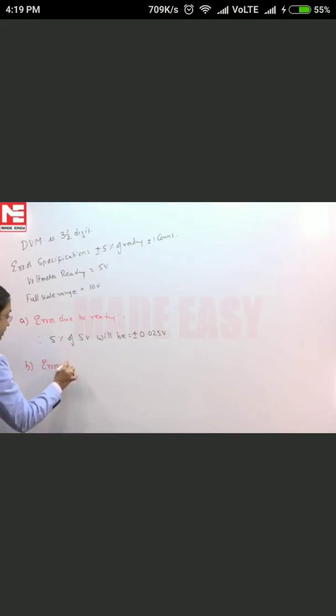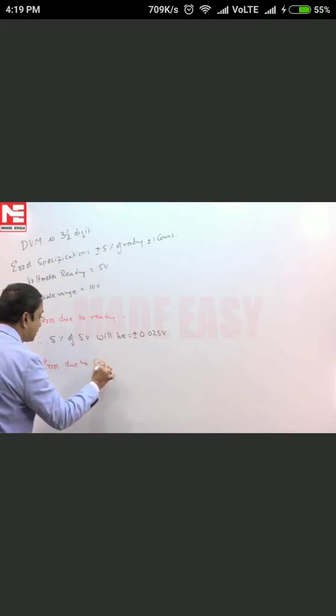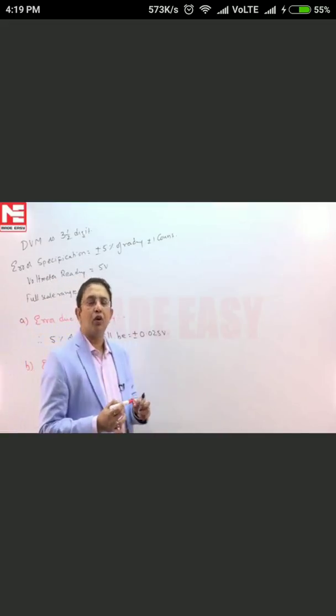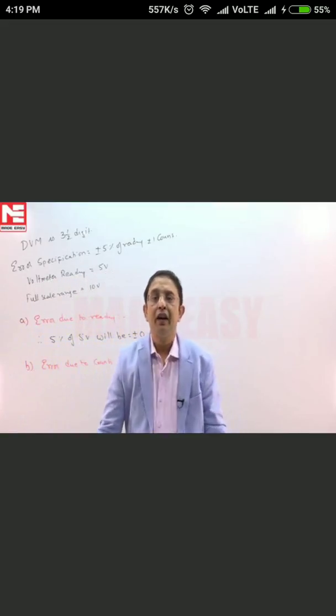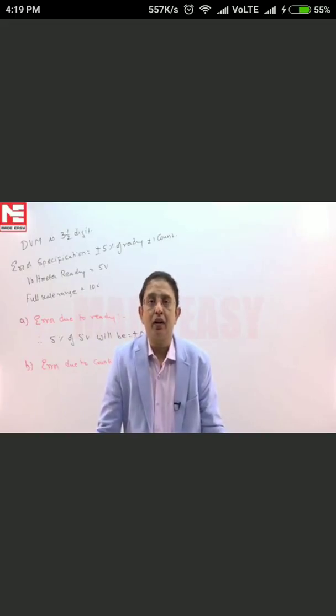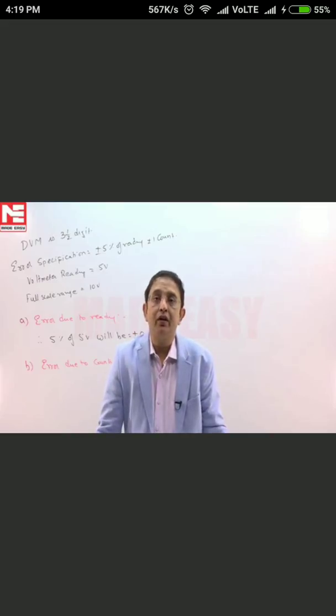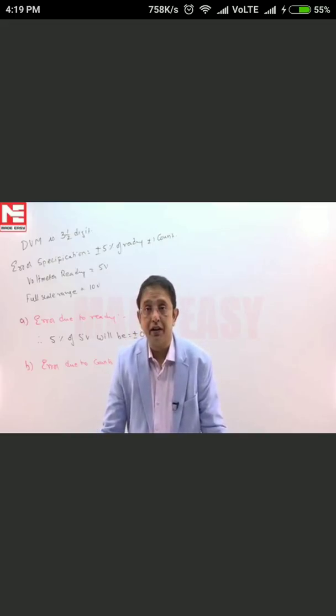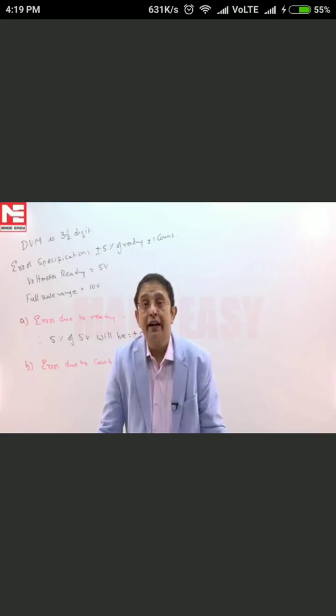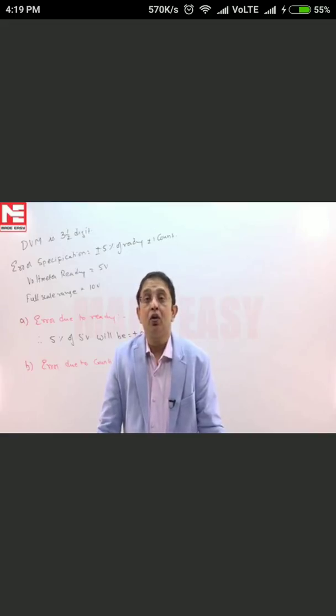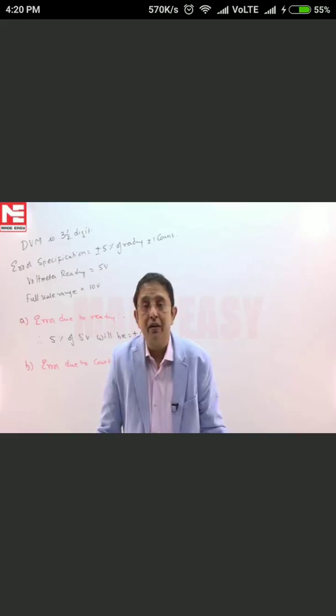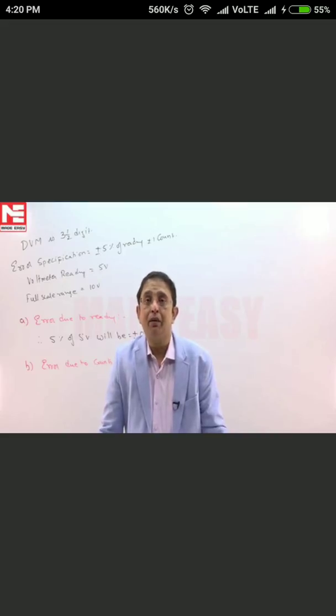Error due to counts. The reading of the voltmeter will always be in terms of the voltage per count into the total number of counts. So in order to calculate the error due to one count in this case, we need to calculate the voltage per count for the 10 volt range. The total number of counts in a 3.5 digit DVM is going to be 1999, and the voltage per count is going to be 10 volts divided by 1999 counts.